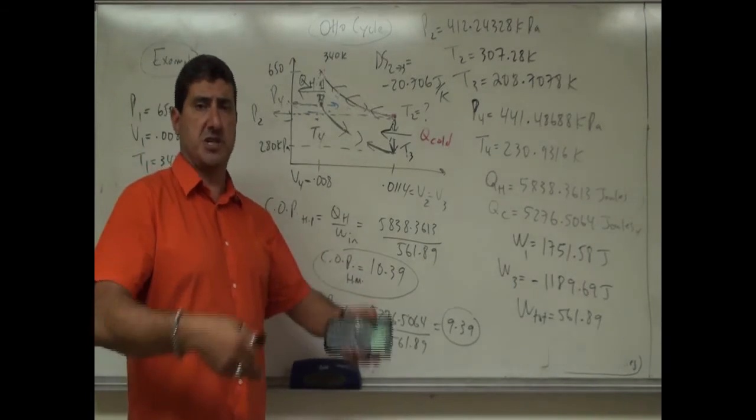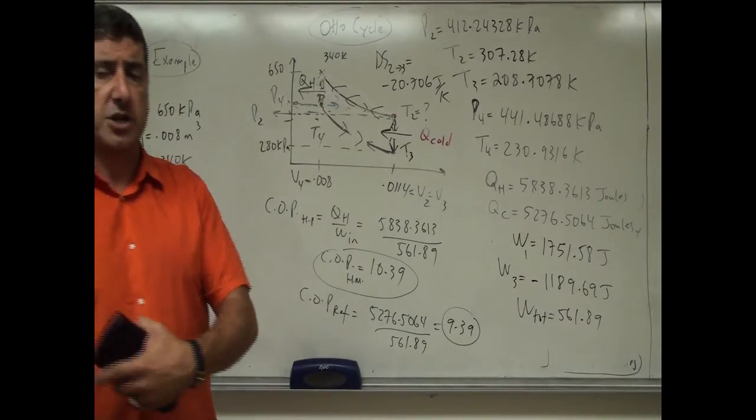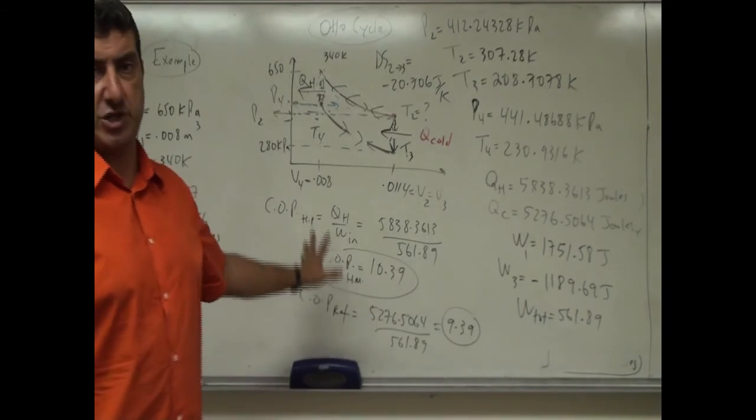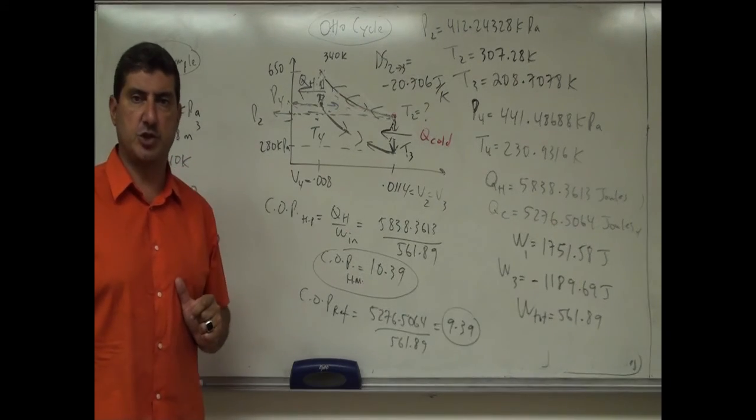So now you can see a good problem. This is the Otto cycle. You can see the differences between this and the Carnot cycle, and you have a good example of all the possible questions that can be asked about this kind of situation.